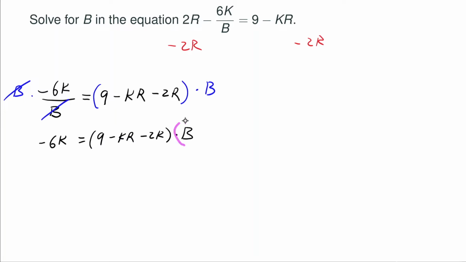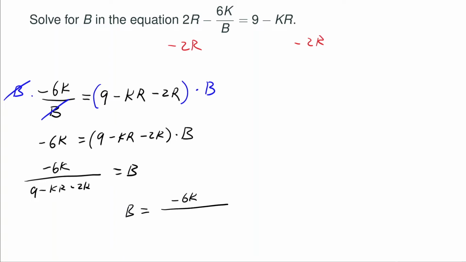Now we can isolate this b by dividing both sides by 9 minus kr minus 2r. Then we have negative 6k over 9 minus kr minus 2r equals b. We can also write it in the other direction: b equals negative 6k over 9 minus kr minus 2r. So this is our final answer, solving for b.